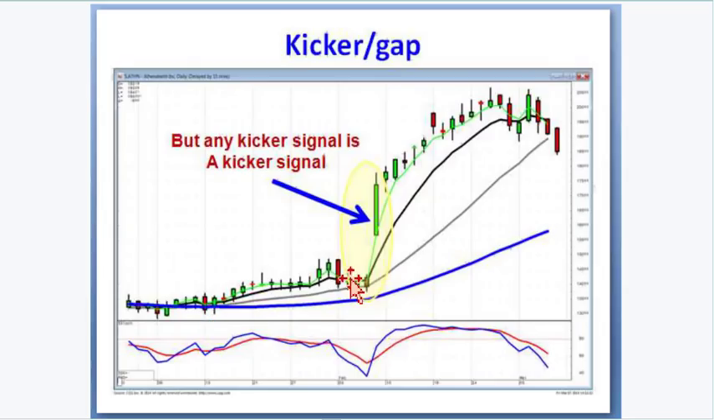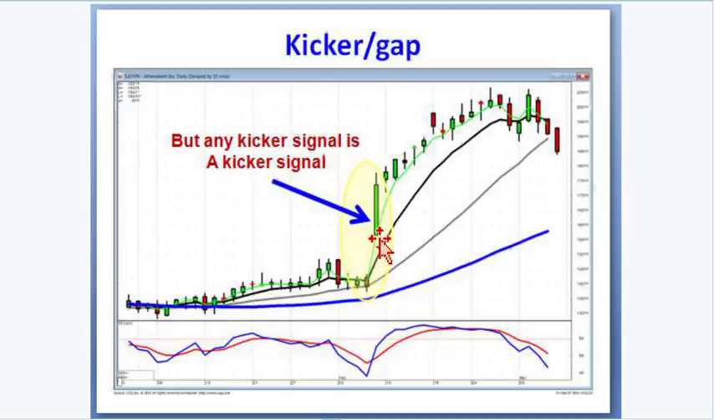So a little kicker signal, in the sense that this is a dark candle, gap up. Just the fact that they gapped it up and went the opposite direction tells you there's a definite change of investor sentiment. Would you buy at the kicker signal or wait for confirmation?